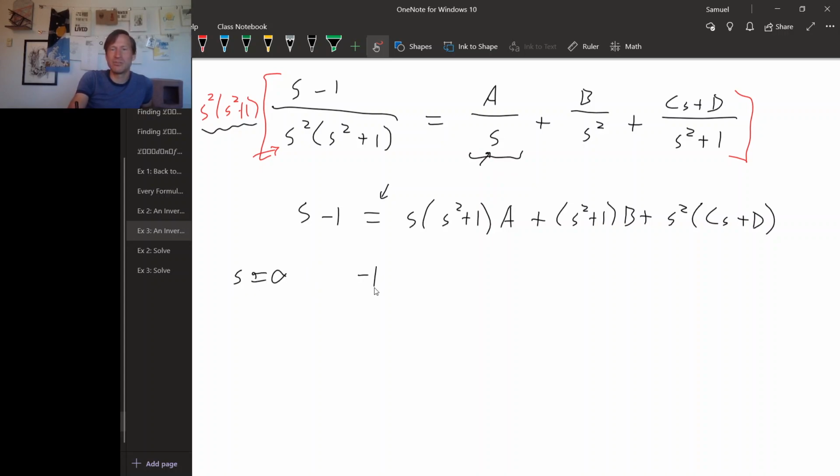We get minus 1 equals, the a term goes away, this c and d stuff also goes away, we just get b. So now we know b. b has to be minus 1. So that gives us a nice start on solving this. b is minus 1.